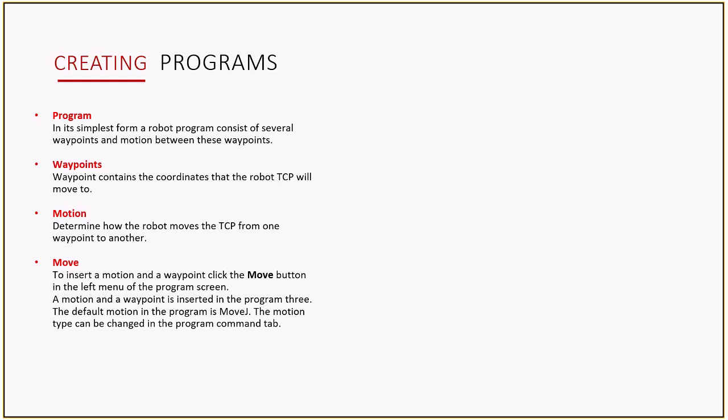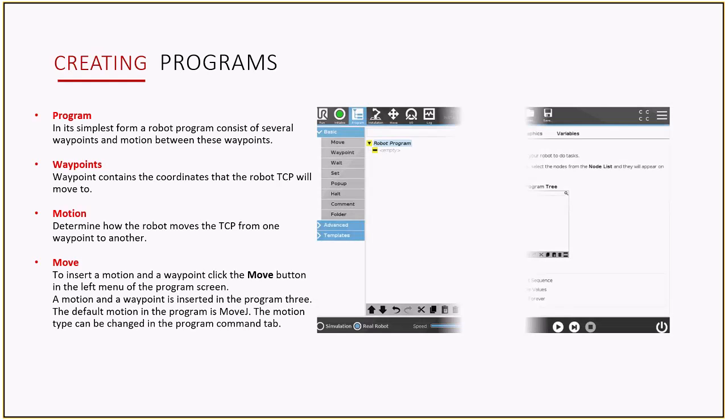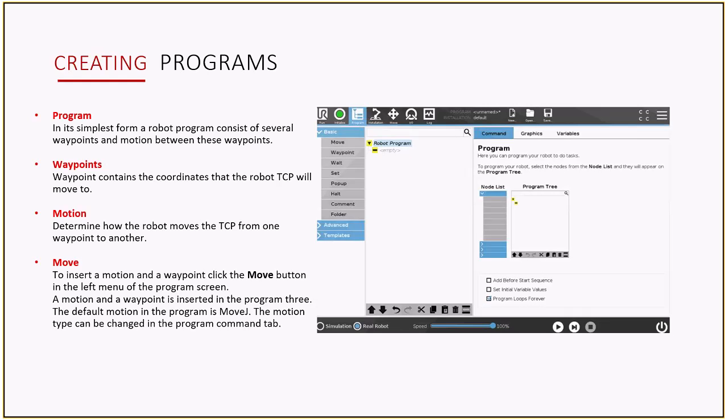Now, to insert a motion and a waypoint, when you have the teaching pendant, like we have over here, this is the main piece of that, you go into basic, and then you select the move button. But to select it, for the first move, always make sure that the robot program name is highlighted. Otherwise, you're going to make another branch of it. So select your robot program name, and then click the move button.